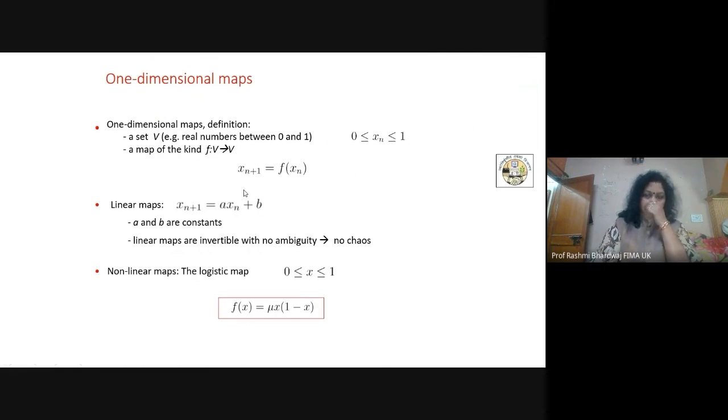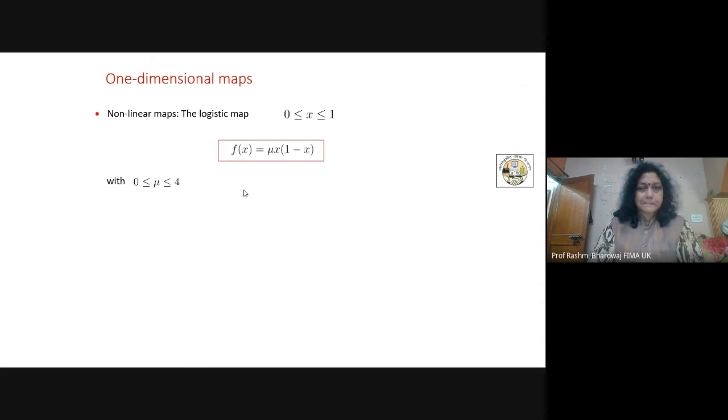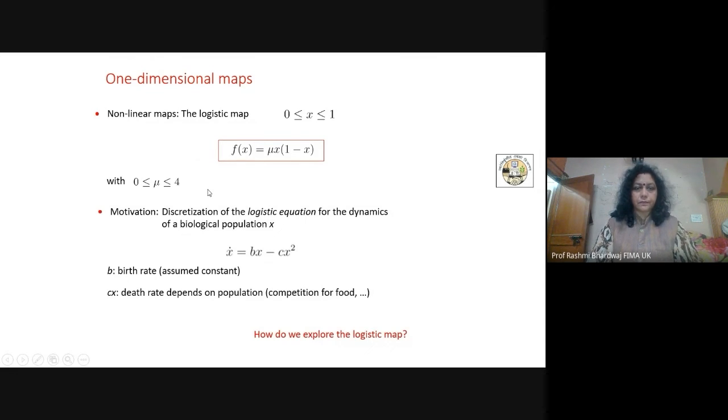Now I'm coming to the example of the logistic map, and we try to find the different types of behavior based on it. This is your nonlinear map, mu x into 1 minus x. Normally x lies between 0 and 1, because otherwise it is not defined, and the mu value is 0 to 4. So this is the logistic map.